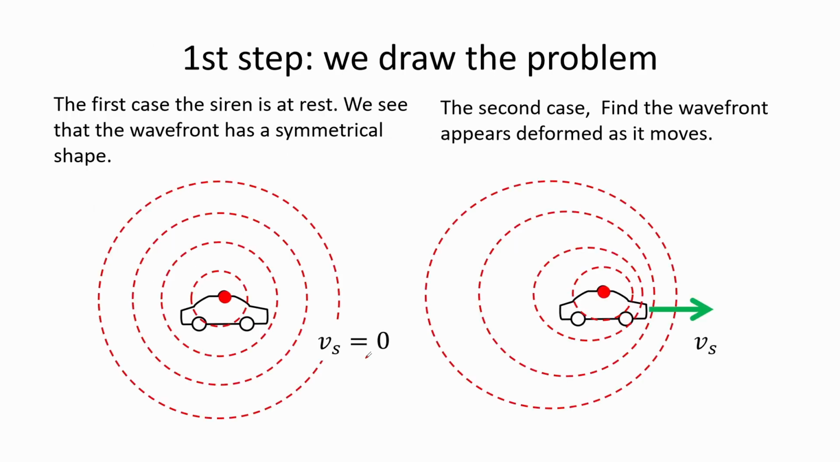First we draw the problem. The first case, the siren is at rest. We see that the wave front has a symmetrical shape and we expect that the wavelength is the same on all sides. The second case, the wave front appears deformed as the siren moves at a speed. We expect that the wavelength is different at the front and at the back.